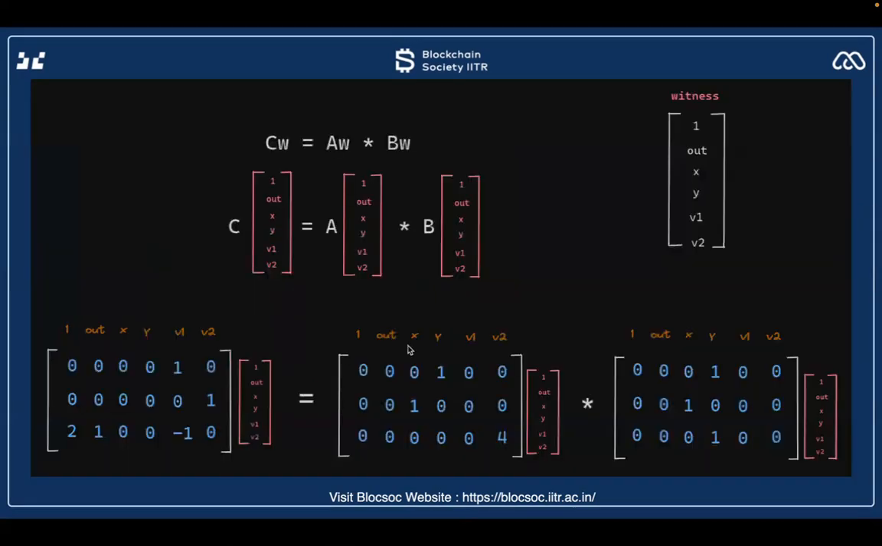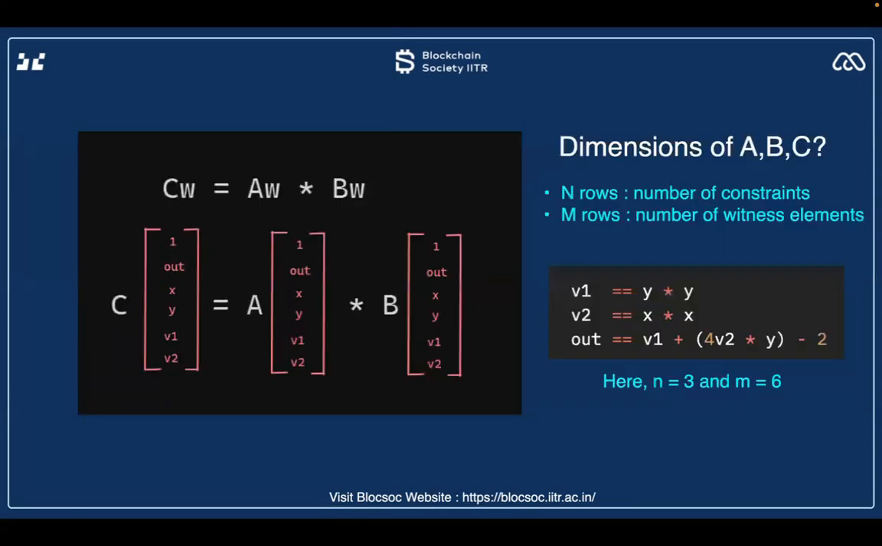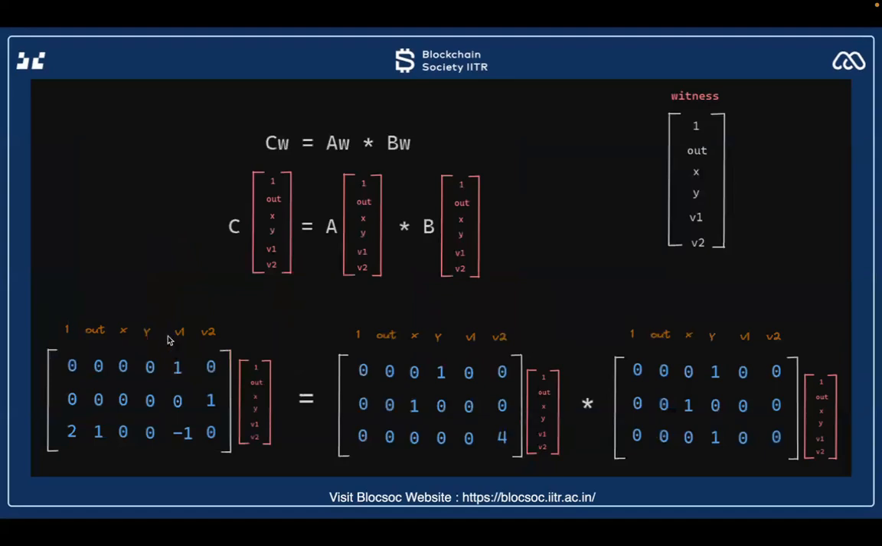Let's expand when the third row will be multiplied with the witness vector. We will have 2 into 1 plus 1 into out plus 0x plus 0y minus v1. You can see all the terms are separated by addition because of the property of matrix multiplication. That's why we can accommodate as many additions as we want. For variable addition, we can mark the corresponding coefficient, whatever the coefficient is in these entries.